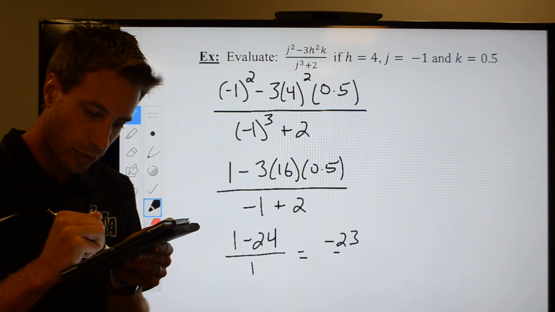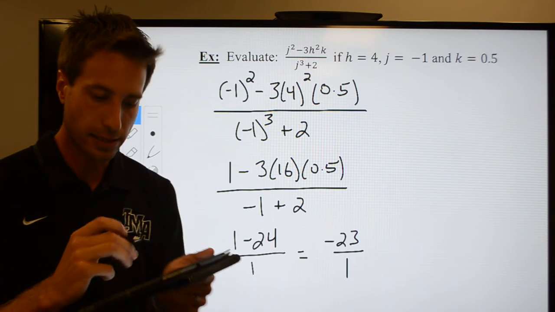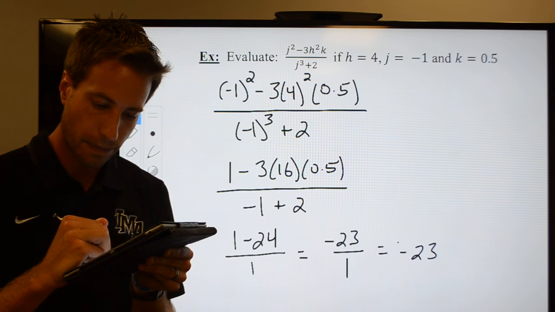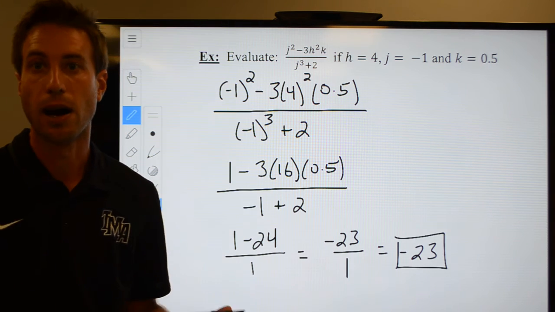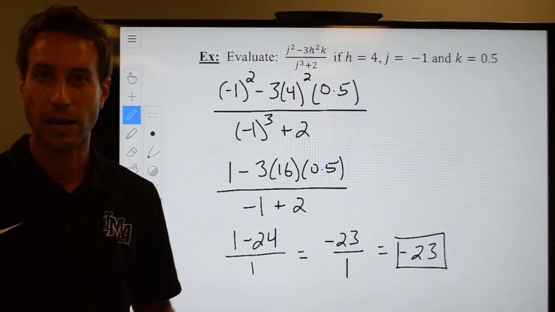But that minus 23 is divided by 1, and any number divided by 1 is itself. So we're going to have minus 23 as our answer. Because our denominator was 1, it doesn't affect the numerator at all.